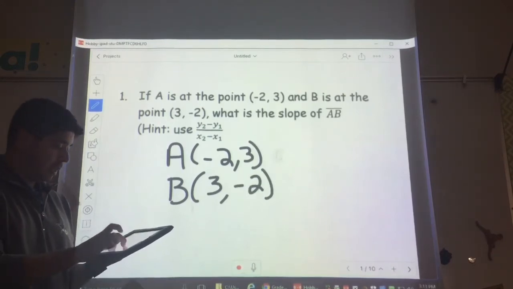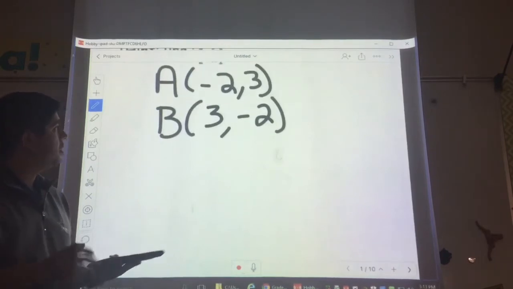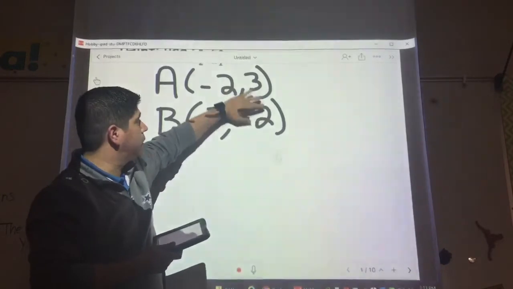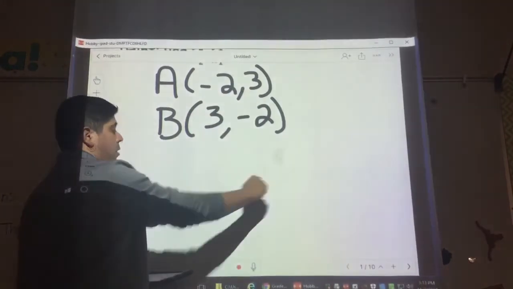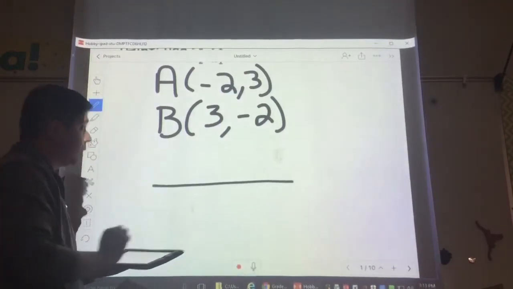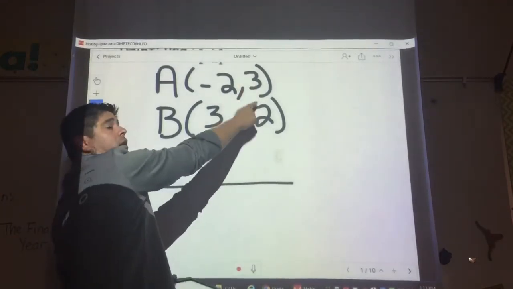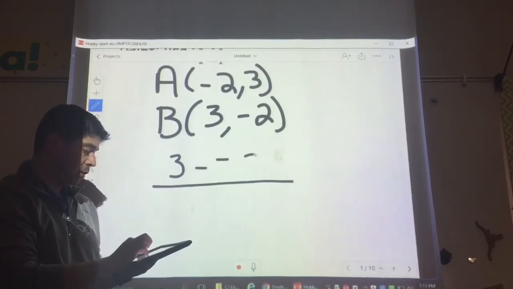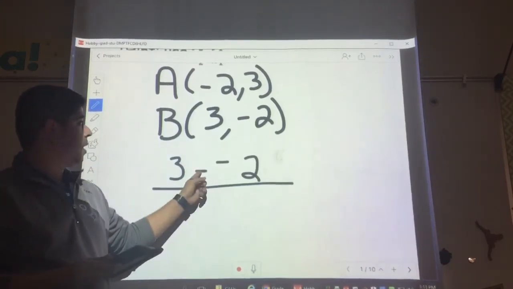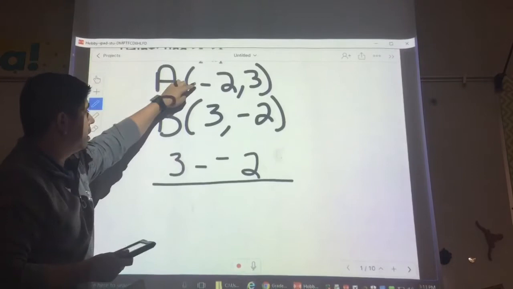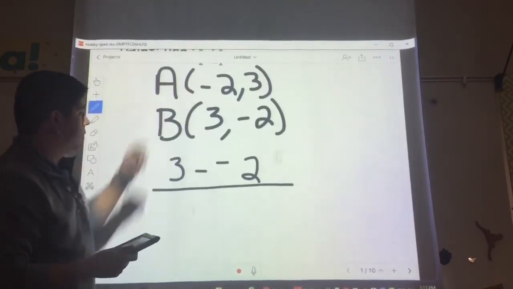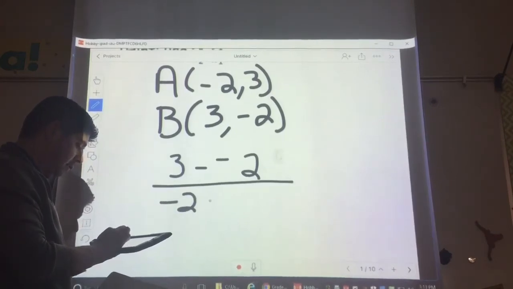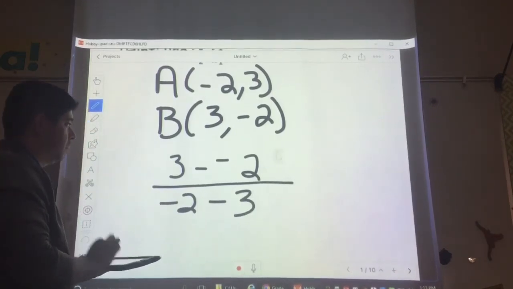So what we're going to do, let me kind of slide this up some. What we're going to do next is we're going to put, remember, this minus that. So the y's values go first. So the top part of my numerator is going to be 3 minus -2. Because we're finding the difference, that's why there's a minus in between. So same thing with the x's, my denominator, -2 minus 3.